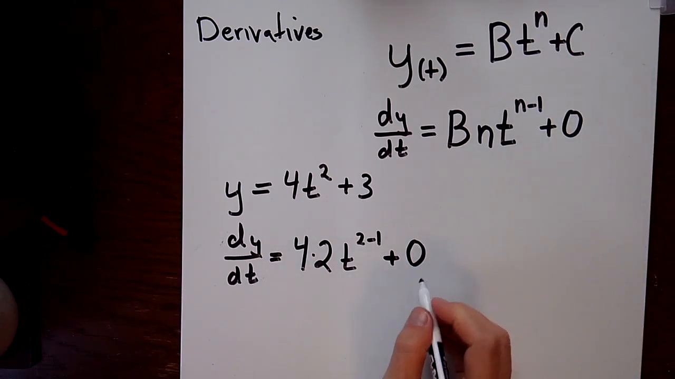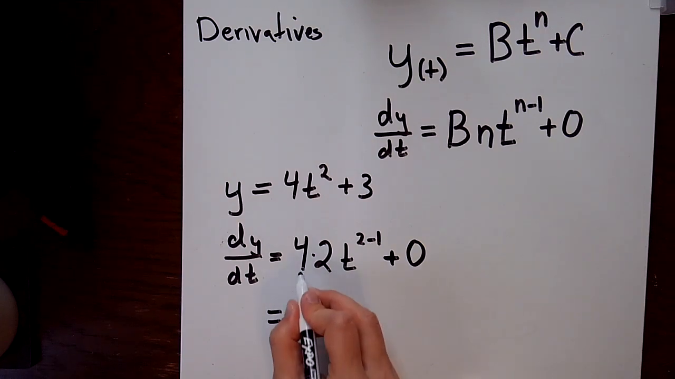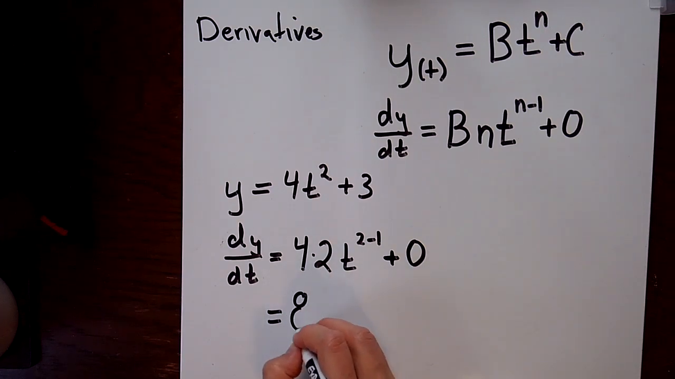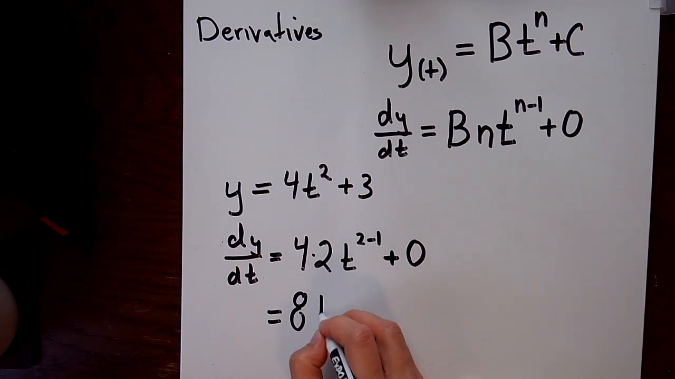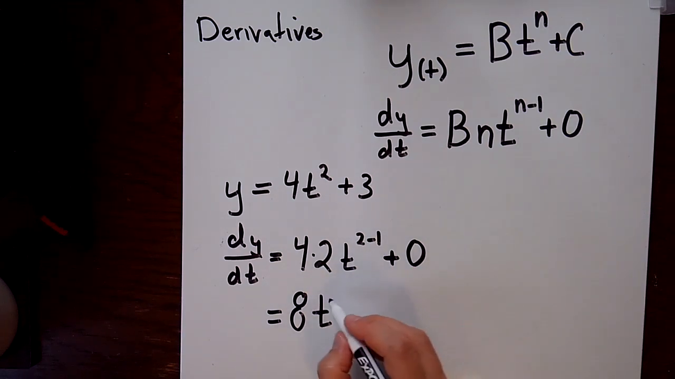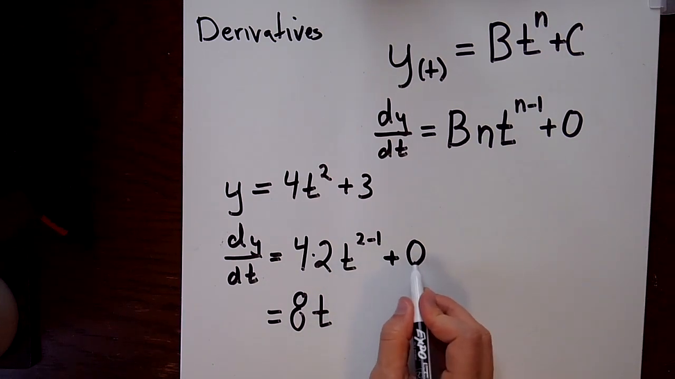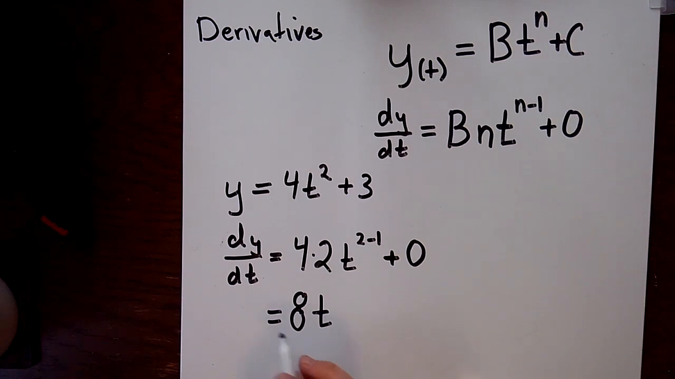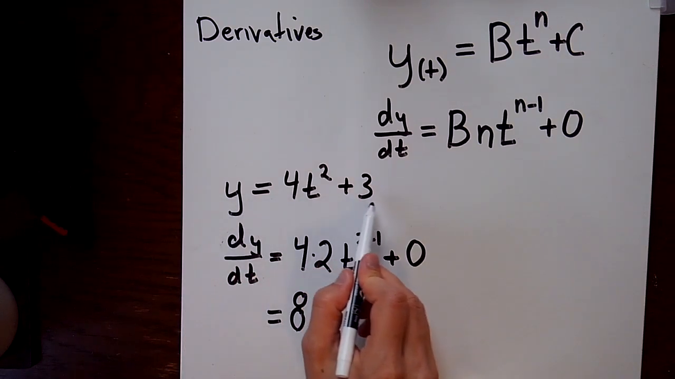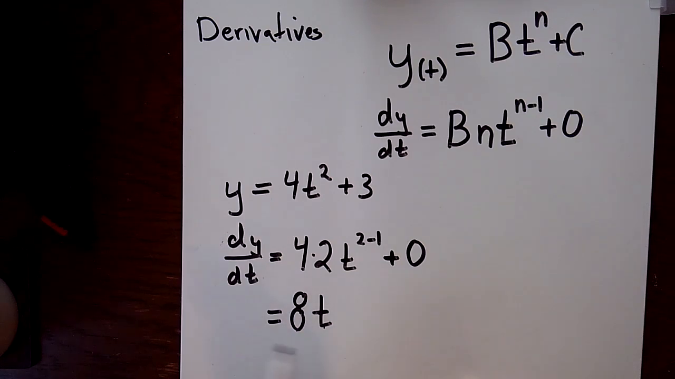So then if we clean this up, we'll have the derivative equal to 4 times 2, that's 8, and then t to the 2 minus 1, that's t to the first power. And we could write a 1 here, but usually we just leave it to be understood. And then plus 0. Again, we could keep plus 0, but there's no real reason to write that. So this, 8 times t, is the derivative of this equation here. Let's do another example.